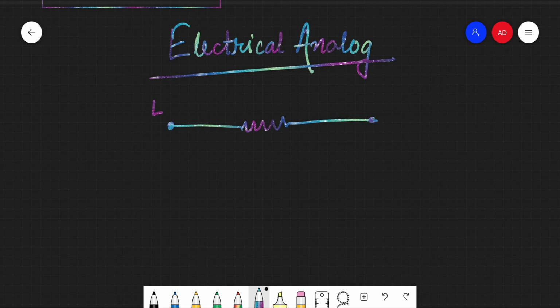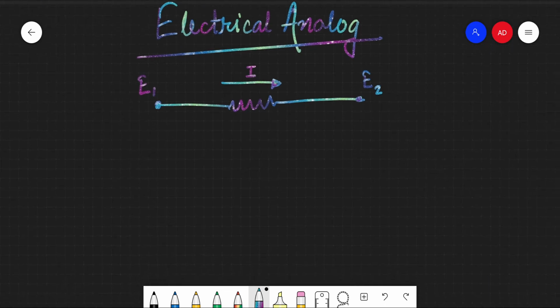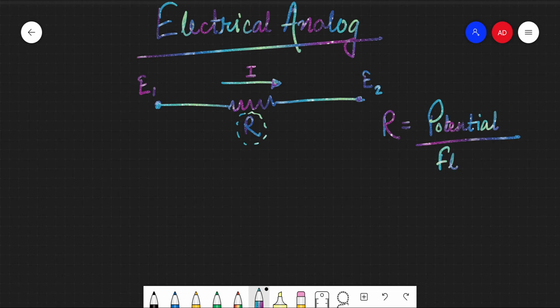So if you have a potential E1 at one end and E2 at another, you will have a current I that flows through the system. Here I have assumed that E1 is greater than E2 and hence the direction of current, right? So there will be a resistance, which impedes the flow of current between the potentials, right? This resistance is defined as, and this is very important, this permeates across all fields of engineering, of physics, the resistance is essentially defined as the potential divided by the flow, right?